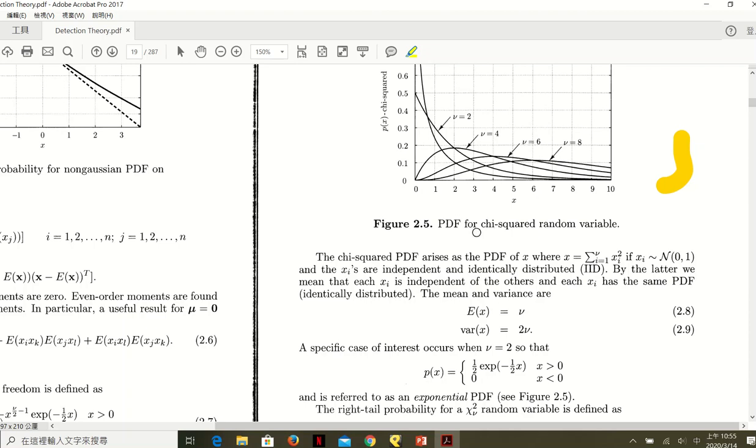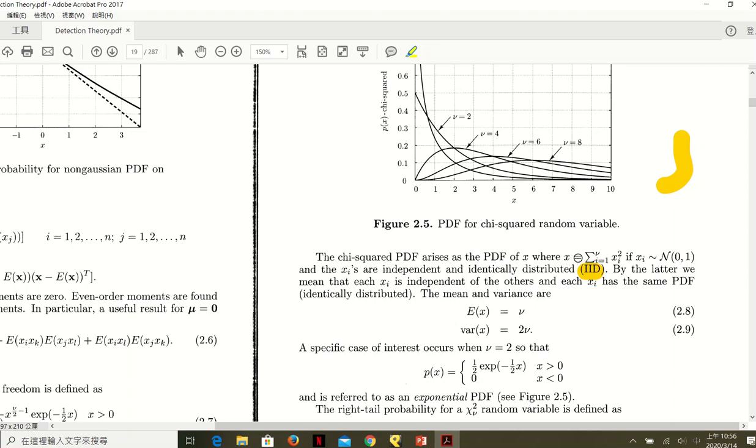So when you have a standard Gaussian and you sum the squares of the standard Gaussians, of course they have to be IID, then you get chi-square.